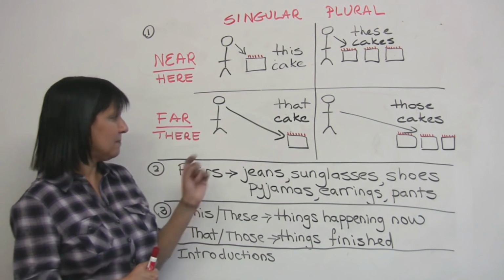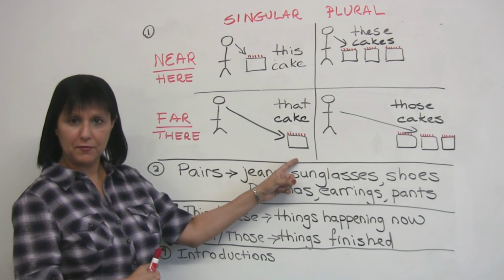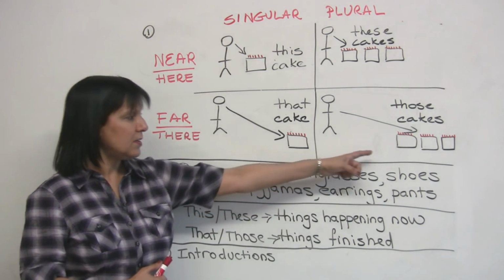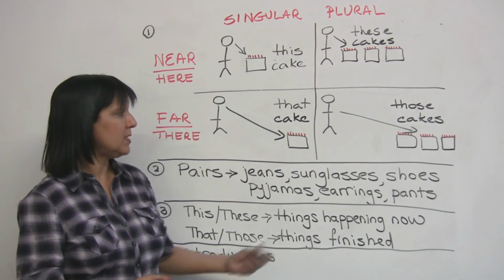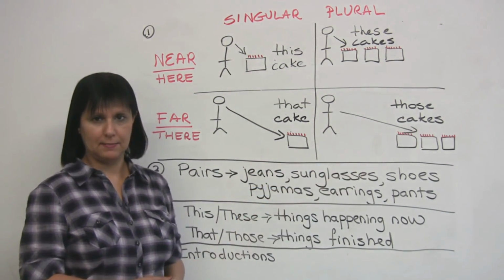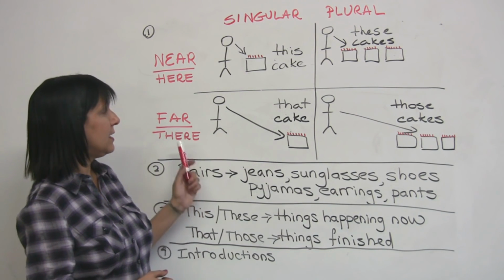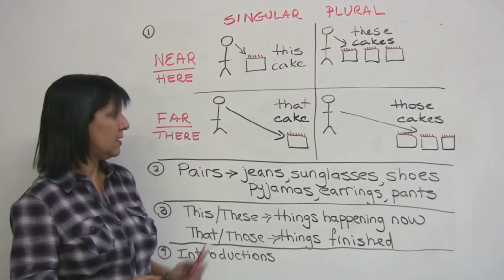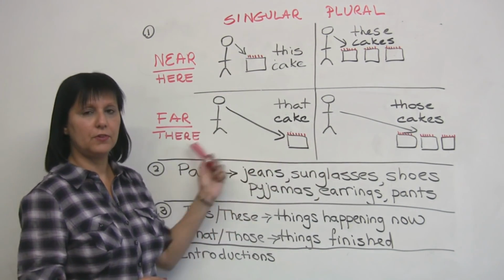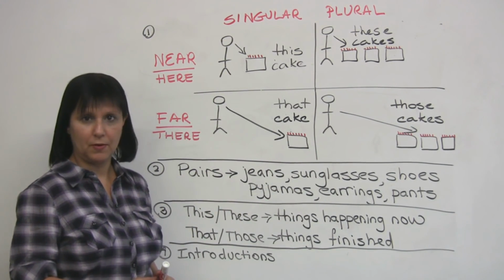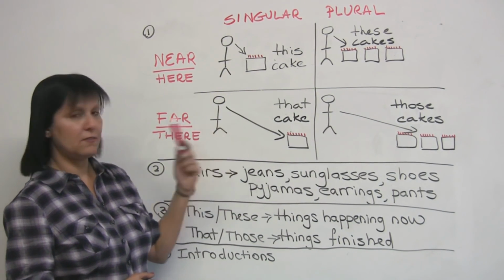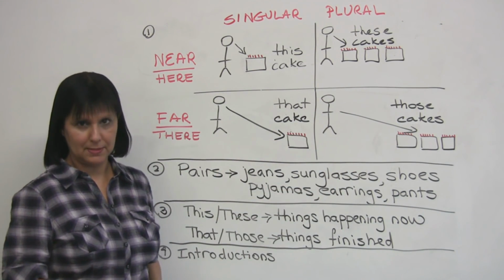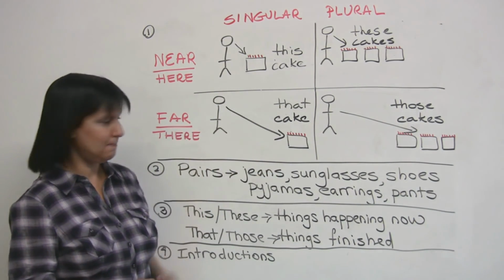So let's look at this one. You can see the cake is far away from him. So he says, I like that cake. Here, the cakes are far away from him. So he says, I like those cakes. Alright? So again, this and these are for things that are close to you. That and those for things that are far away from you. Alright? And this and that for singular items, these and those for plural items. Okay? That's the first point.